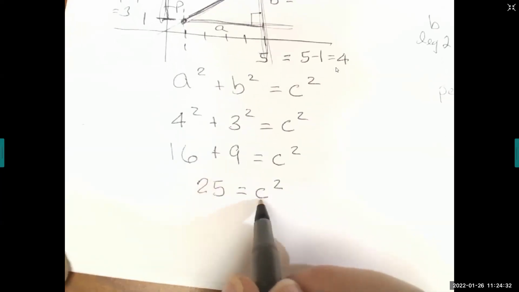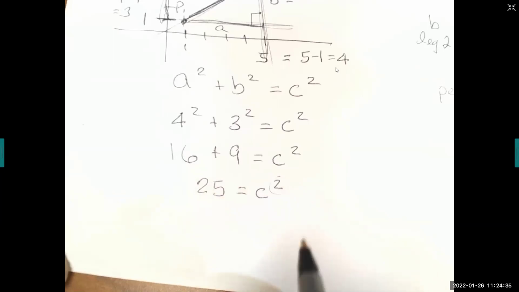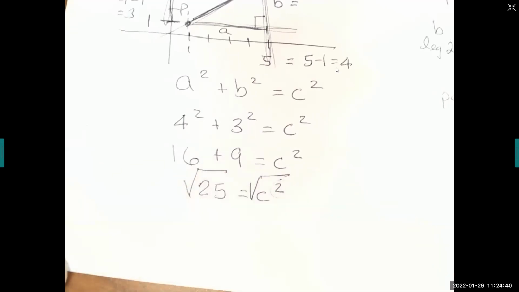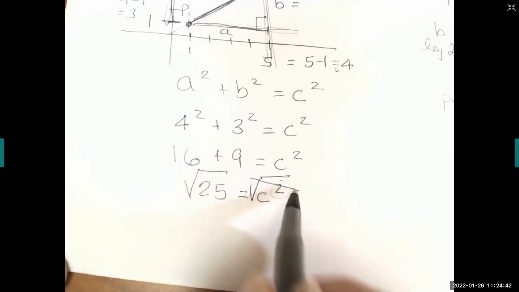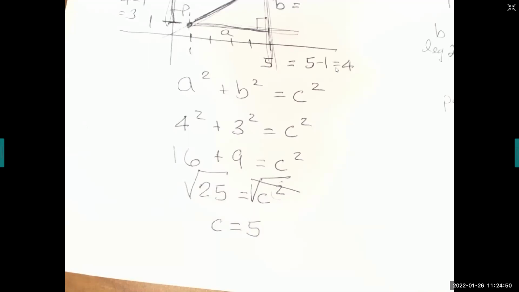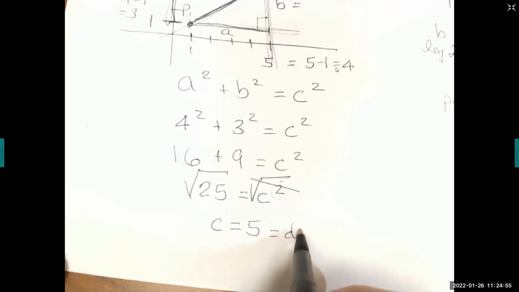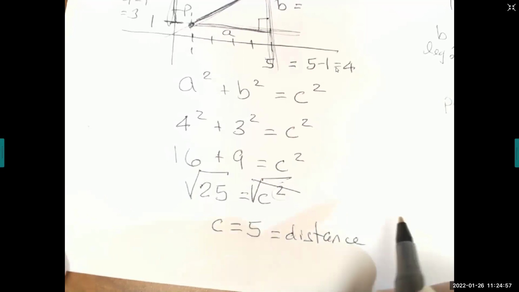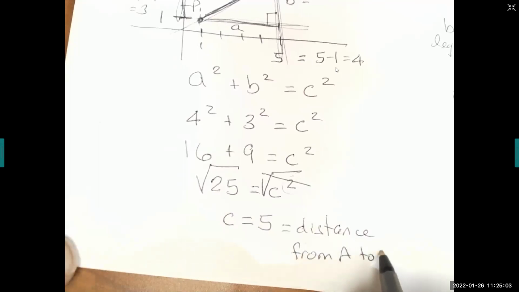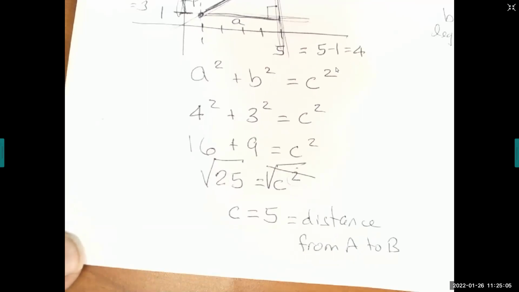25. So to get C, we have to get rid of the square. How do you get rid of the square? Square root. Very good. Both sides. The square and the square root cancel. So we have C, the square root of 25 is 5. So the distance, the hypotenuse, is actually the distance from point A to point B.